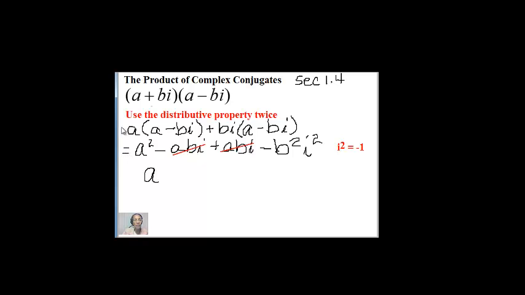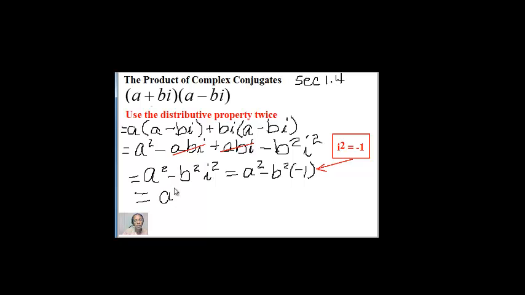So we're actually left with A squared minus B squared I squared, which equals A squared minus B squared times negative 1. Okay, so remember that I squared is negative 1. That's what we're using here. But negative B squared times negative 1 is positive B squared.